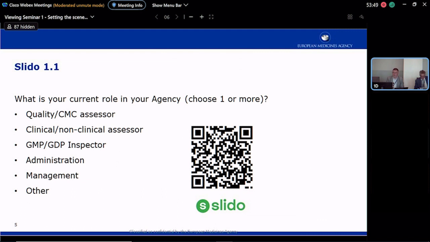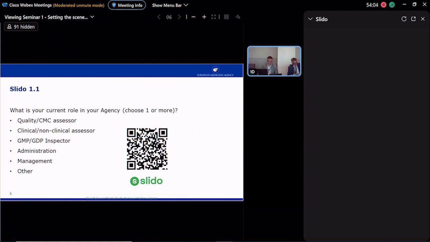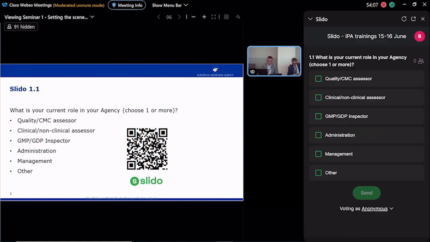So to kick things off then, we'd like to get an idea of who you are and what you do. For those joining on the WebEx, you have a link to a Slido poll that's appearing in the WebEx now. And for those who are in the room or elsewhere, if you have a smartphone, you can use the smartphone to scan this QR code. What I'd like you to do is enter the Slido poll, either via WebEx or via this QR code, and please answer the following question. What's your current role in your agency? And this is an open poll. You can choose one or more answers.